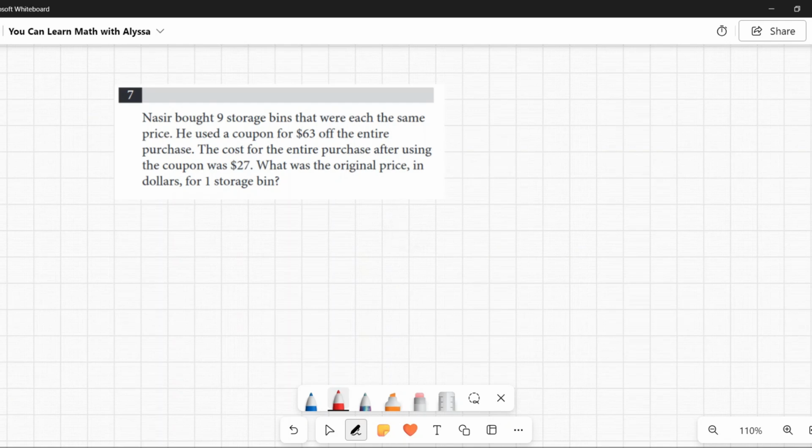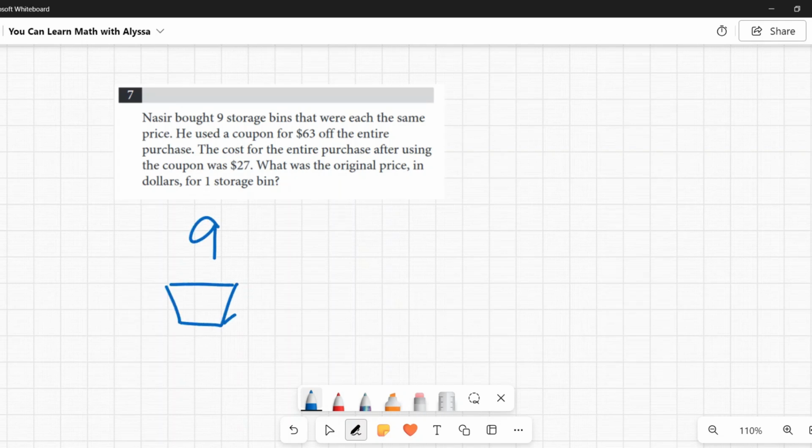Number 7, Nasir, I hope I'm saying that right, bought 9 storage bins that were each the same price. He used a coupon for $63 off the entire purchase. The cost for the entire purchase after using the coupon was $27. What was the original price in dollars for 1 storage bin? Okay, so I'm just going to write this out so you can see. So he buys 9 little bins.